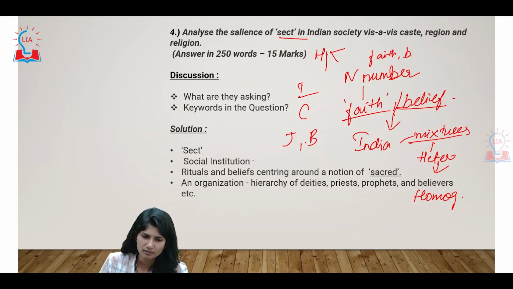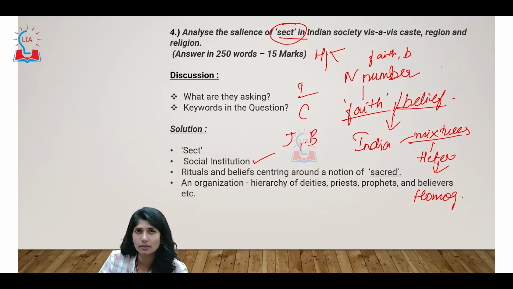Nothing but a social institution. Nothing but a belief system. Your answer has to portray different examples in each of these and how they are different, and yet how they are coming under one ambit. Be it Hinduism or be it your Vaishnavism or Shaivism, they all come under the ambit of Hinduism.